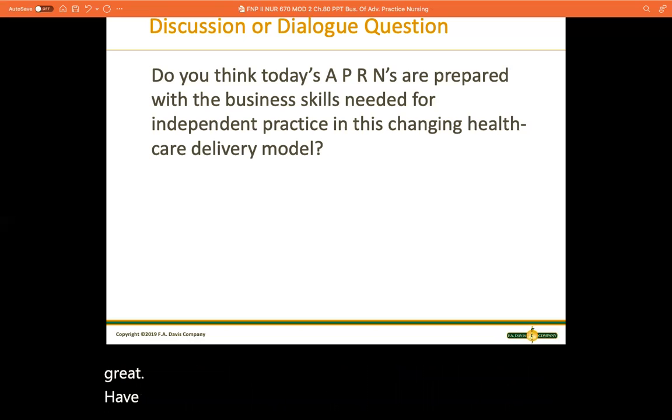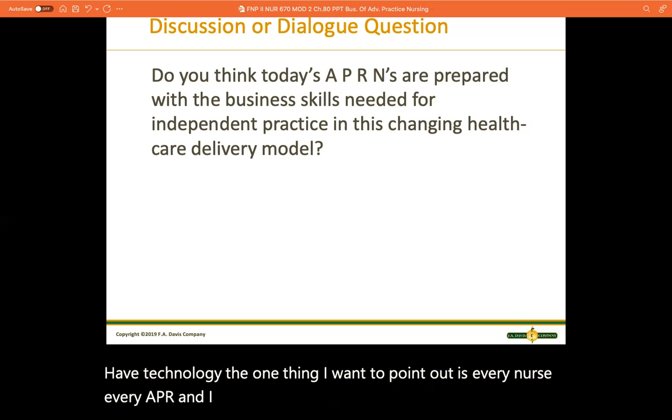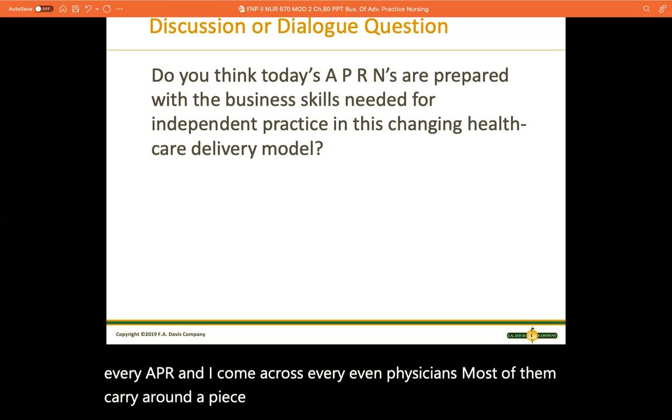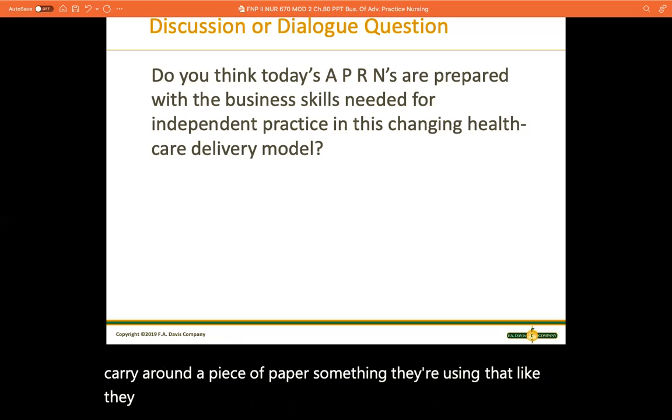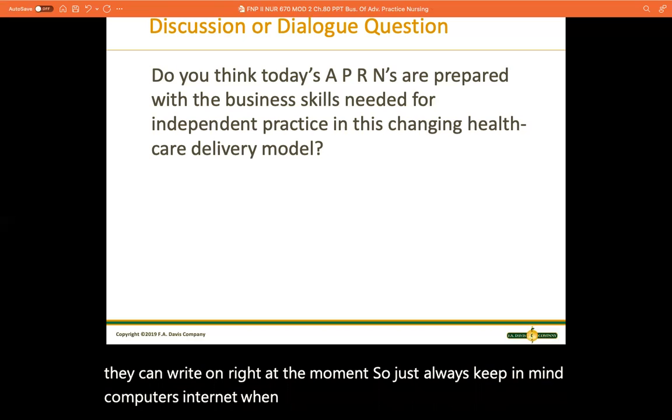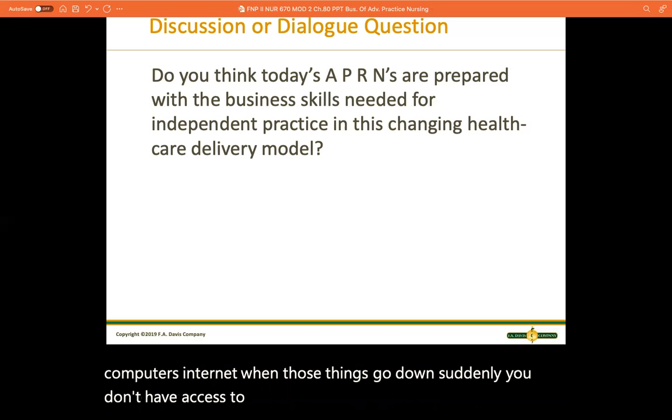The one thing I want to point out is every nurse, every APRN I come across, even physicians, most of them carry around a piece of paper, something they can write on right at the moment. So, just always keep in mind, computers, internet, when those things go down, suddenly you don't have access to anything. And that's a big problem.